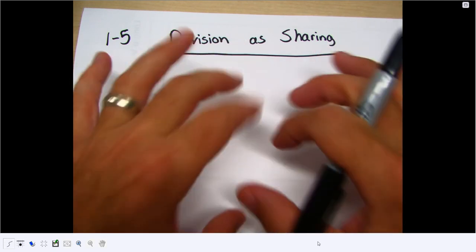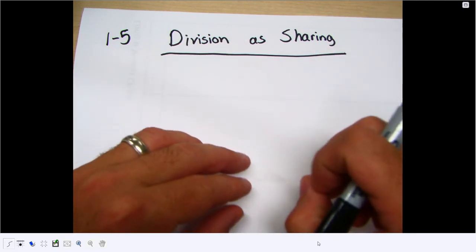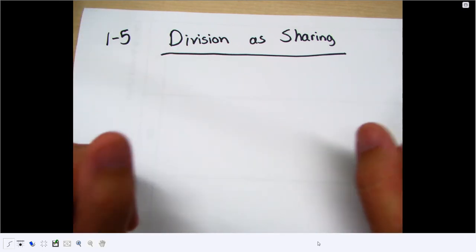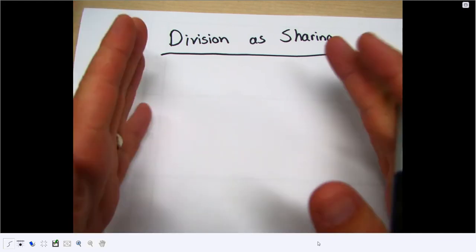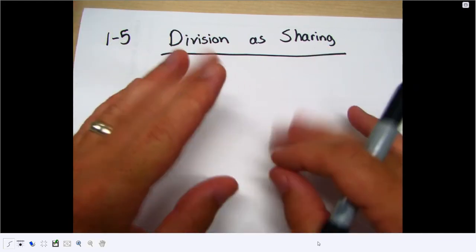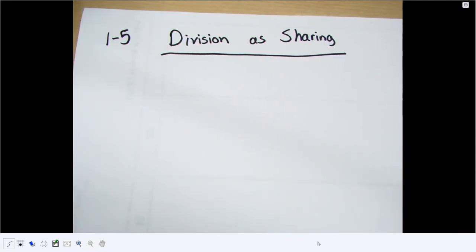Division is taking a bunch of objects and then figuring out how we can split them into equal groups. I'll say that again. Multiplication is putting equal groups together. Division is taking everything together and splitting it up into equal groups. We're going to talk about several different ways of doing that and solving division problems. And for many of you, this is the first that you've ever seen division. So we have a couple of things we can think about.